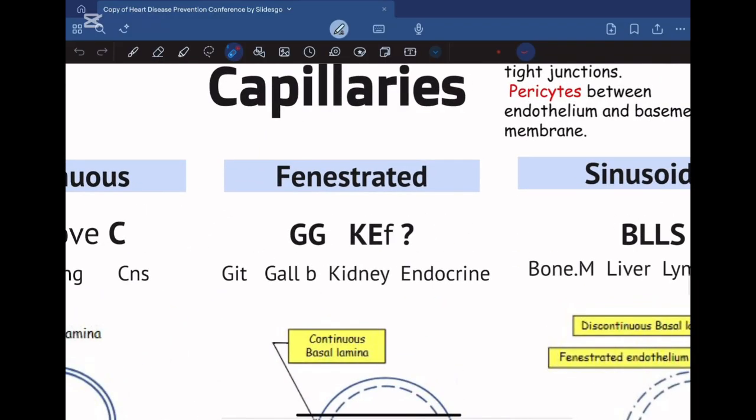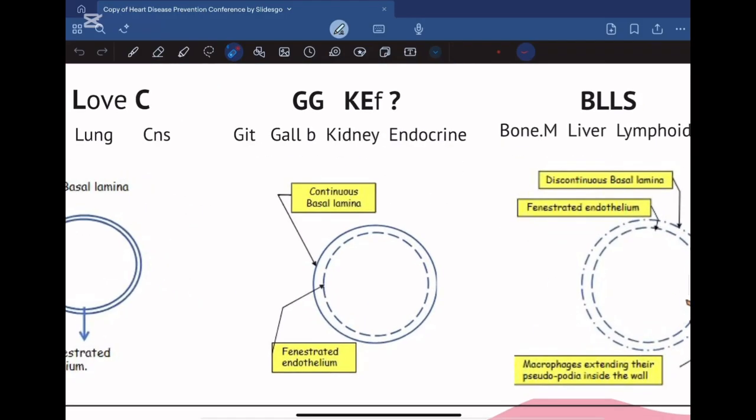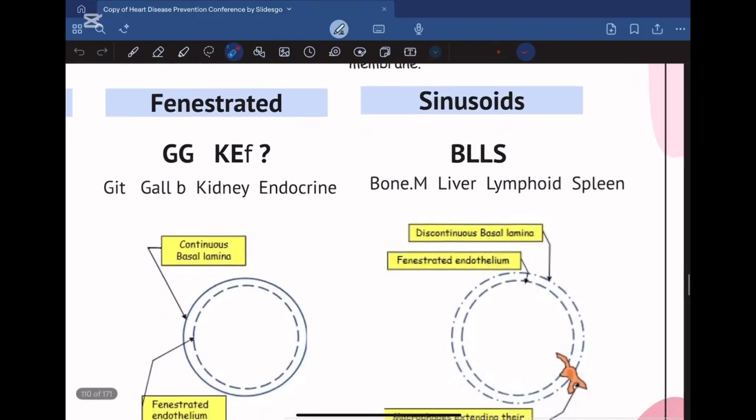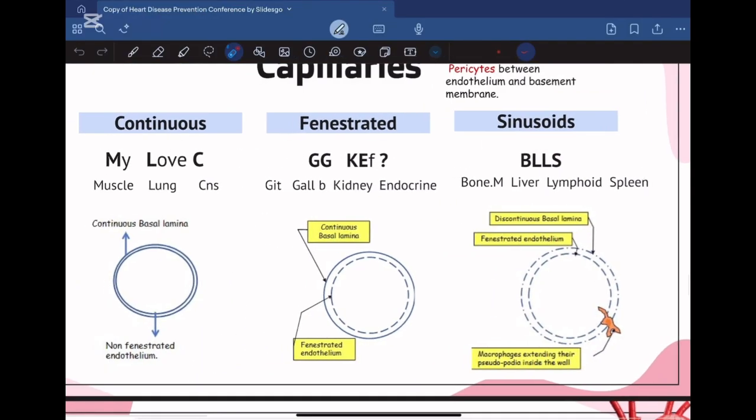Okay, moving on to the fenestrated. It will be by this mnemonic, GG, which is GIT, gallbladder, kidneys and endocrine. And what is the shape of the capillary, how will it be fenestrated? The endothelium itself will be fenestrated and the basal lamina will be continuous. Okay, now for the sinusoids, the most important places are the bone marrow, liver, lymphoid and the spleen. The basal lamina will be discontinuous, as appreciated here, and the endothelium will be fenestrated.